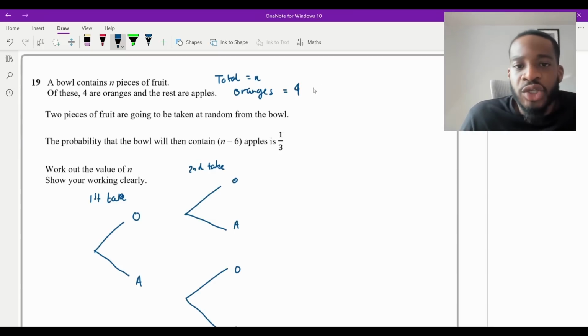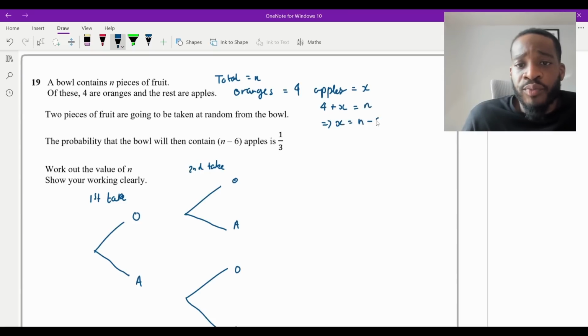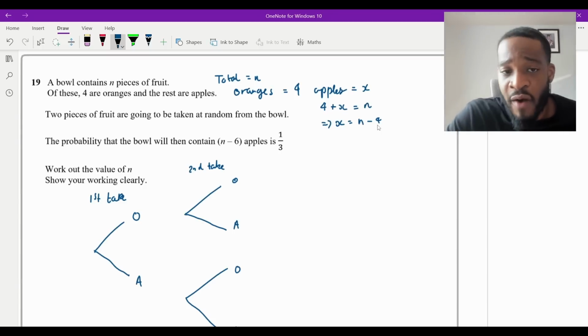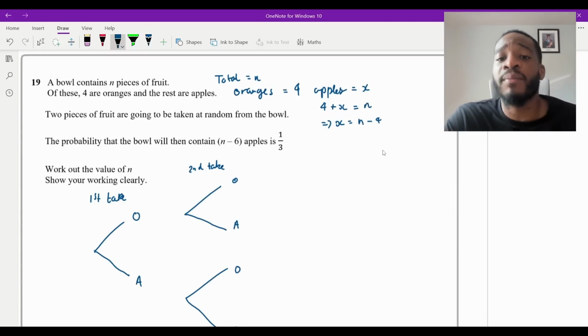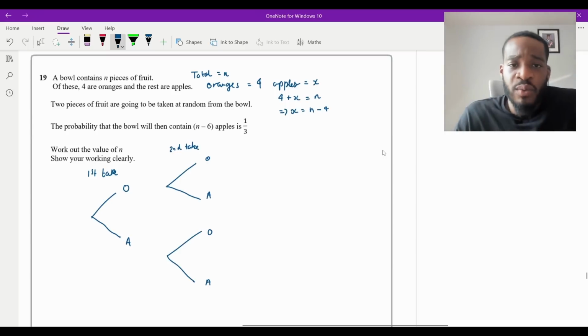For sure. Let's just say the apples are x, right? Then we agree that the total is going to be the amount of oranges there are plus the amount of apples. So I'm going to say that 4 plus x must equal the total, which is n. And then I could just rearrange this algebraically to say that x must equal n take 4. And this is helpful because now I've got an expression for apples in terms of n. I can now complete my probability tree, right? We don't have the actual probabilities, but we've got them algebraically, which is a step in the right direction. So let's label this and see what we get.